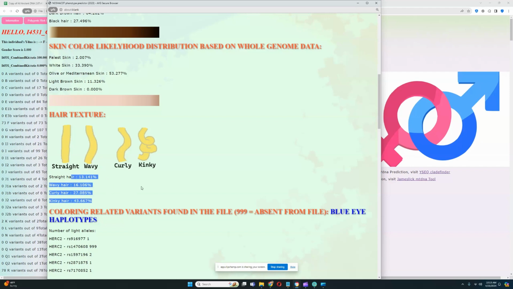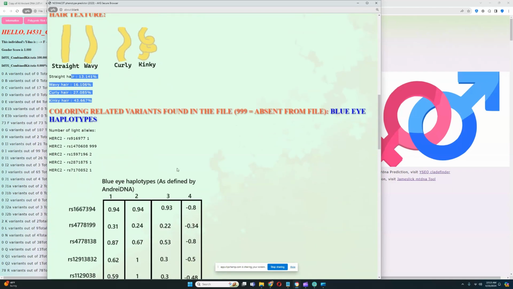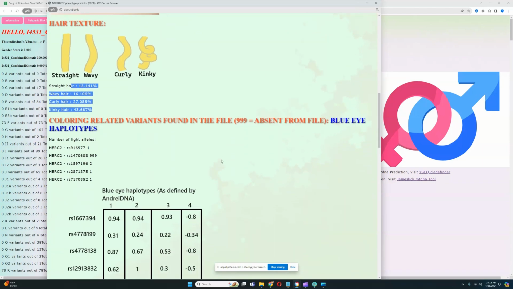So, with a higher quality precision, you will get much larger divergence in the result. You will get like 80% kinky, 0% straight, and that's a high quality prediction. But if you get like 43% kinky, 13% straight, it's a lesser quality prediction. And it's the same principle for all of these results.